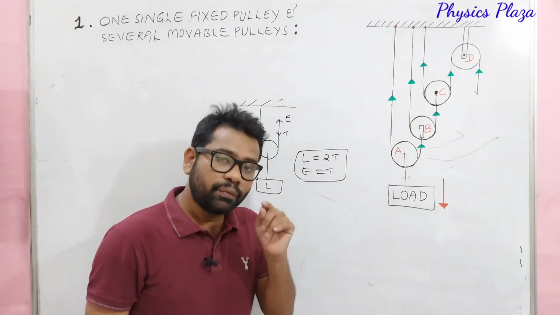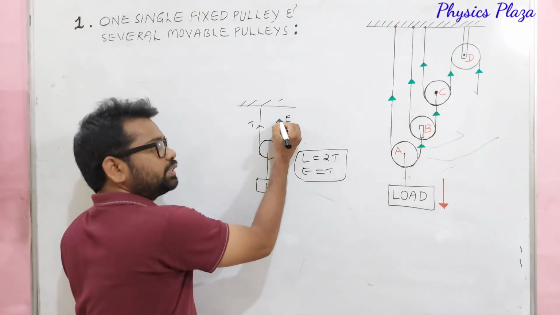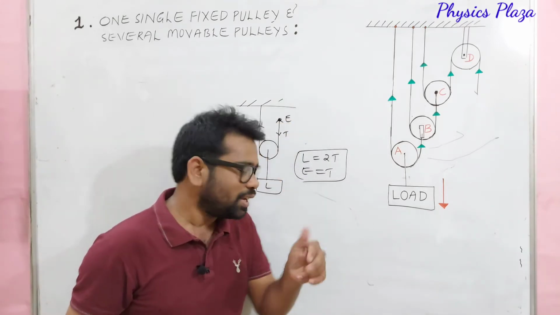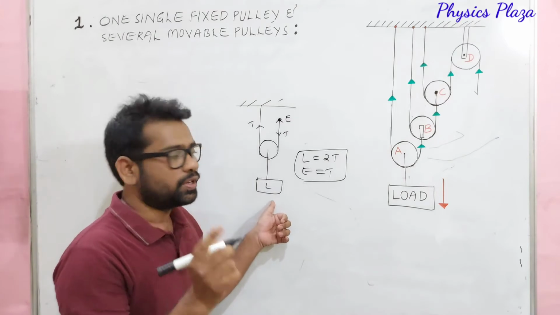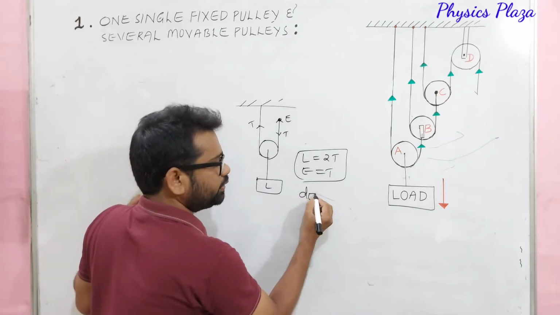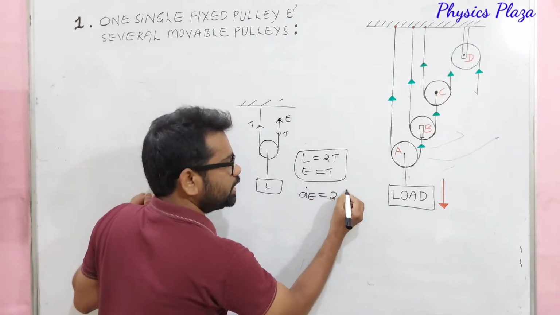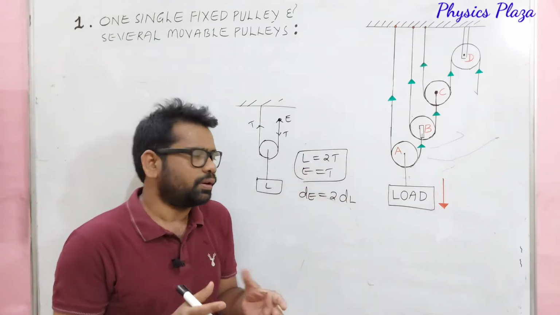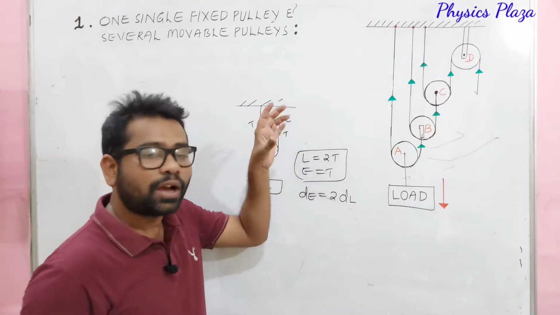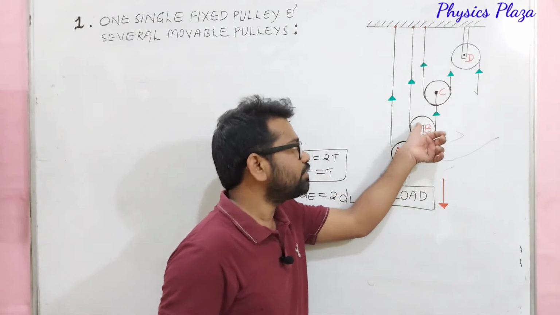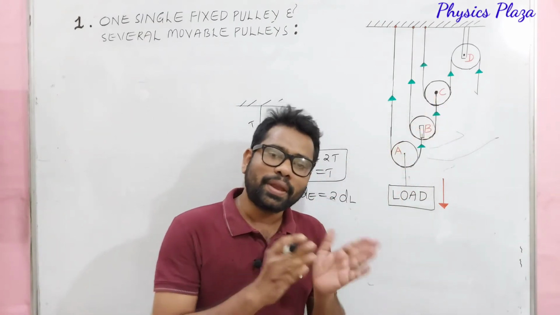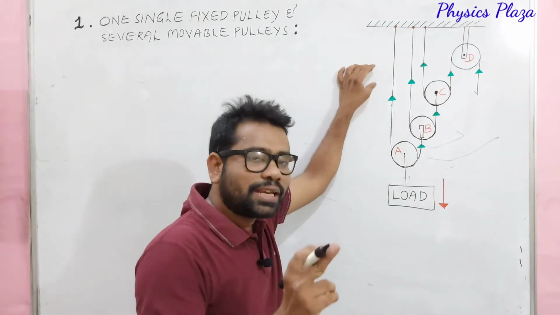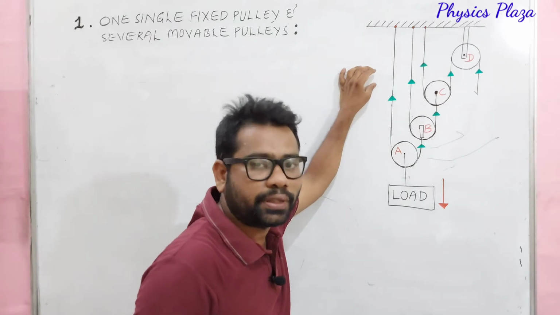Also, the effort is always displaced twice as much as the displacement of the load. So here the effort displacement is always twice the displacement of the load. Children, it's very simple. This is the point which we are going to apply for each and every pulley in order to attain the mechanical advantage and velocity ratio.